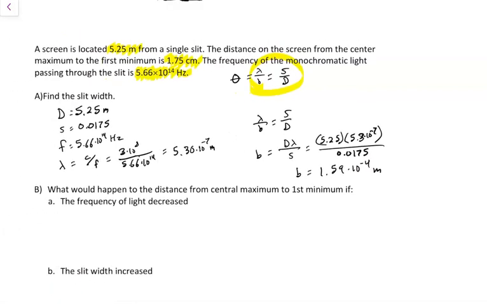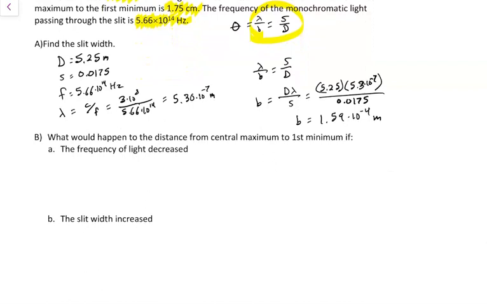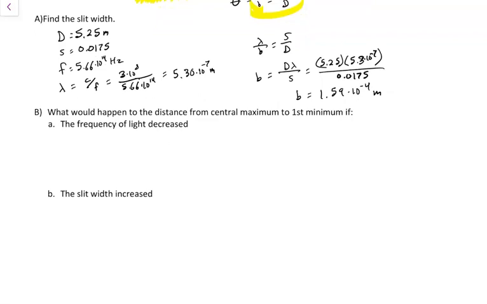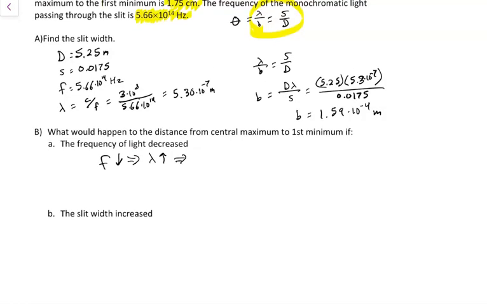Now I have two more questions that will deal with proportionality. What would happen to the distance from central maximum to first minimum, that's theta or s, if the frequency of the light decreased? Well, if the frequency decreases, we know that our wavelength is going to increase. Then due to the equation that we just solved for, if that increases, then theta increases, or s increases. So the distance from the central max to the first minimum is going to increase. So that's our answer there.